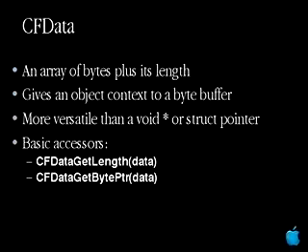Okay, another basic type inside of CF is CFData. CFData is simply a way to get an object representation around an array of bytes. It's more versatile than using a simple void star or a struct pointer because it's opaque and because it encapsulates the notion of length. And there are a couple of very basic accessors, CFDataGetLength and CFDataGetBytePointer.